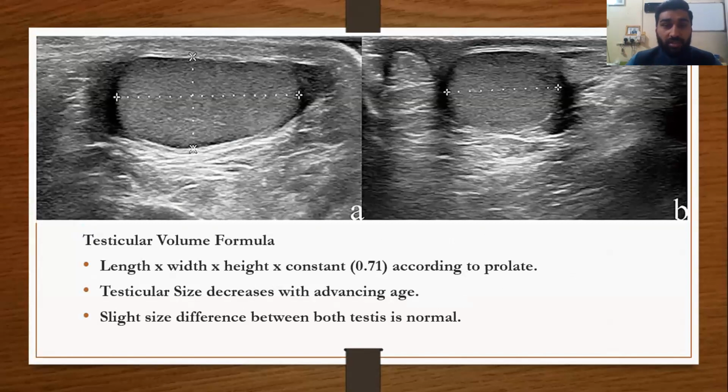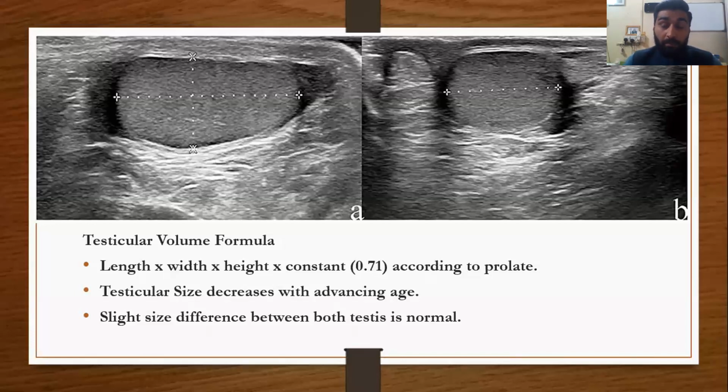Here we can see the 2 testes. A single testis, one is taken in a longitudinal view and the second one in transverse. So for the formula for the testicular volume, we have many formulas to calculate it. Well, the most common of them is Lambert's or the prolate formula. So we take 3 measurements, the length and width on the longitudinal and the height on the transverse again. And then we multiply these figures by a constant. Before it was 0.51, but now it has changed to 0.71 according to Lambert's.